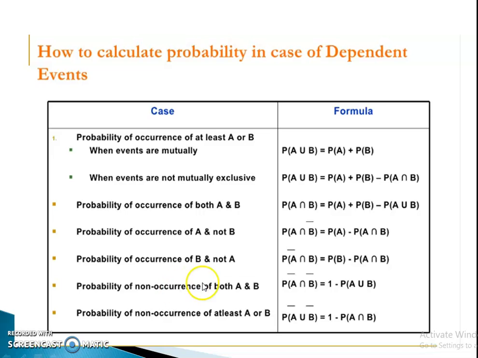Probability of non-occurrence of both A and B. Non-occurrence of A and B indicates A complement and B complement. So probability of A complement intersection B complement is equal to 1 minus probability of A union B. Probability of non-occurrence of at least A or B: probability of A complement union B complement equal to 1 minus probability of A intersection B.